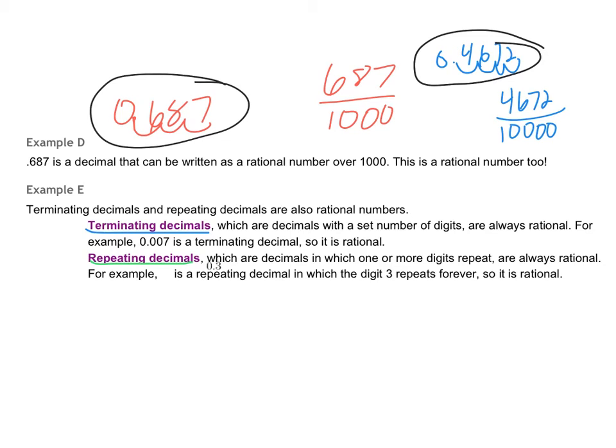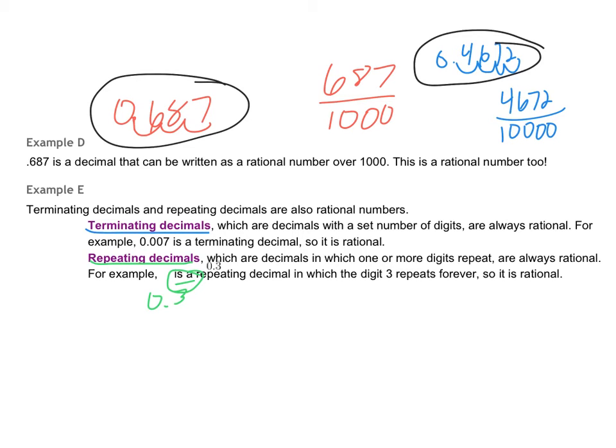The example here is 0.3 repeating. We know it's repeating because of the bar over the top of it. So 0.3 repeating is a repeating decimal in which the digit 3 just keeps going forever and ever. That is going to be rational as well. Anytime we've got this bar here, we will have a rational number.